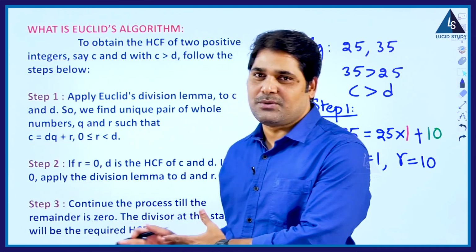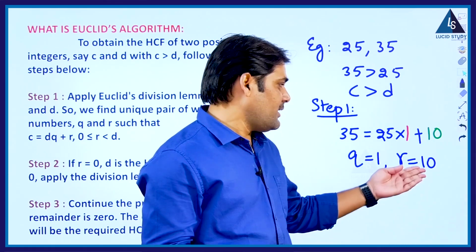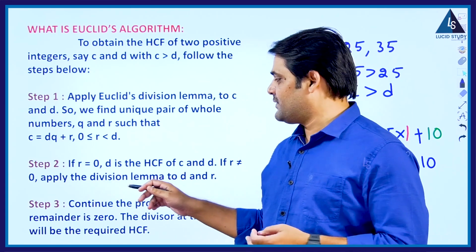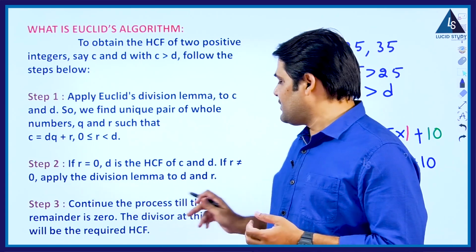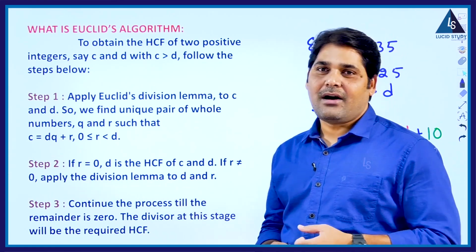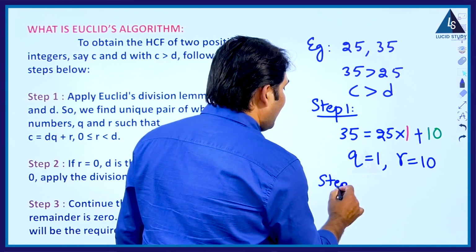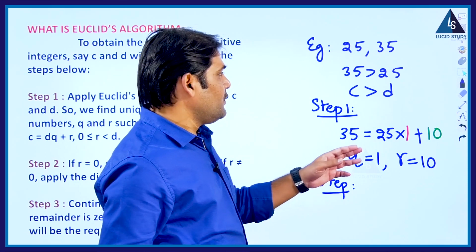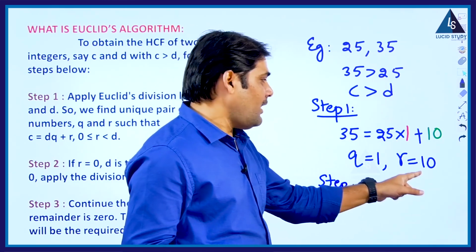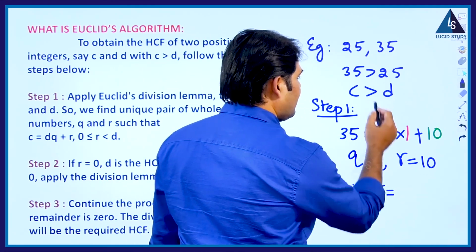Now go for step 2. If remainder is equal to 0, did we get remainder 0 here? No, we got 10 here, right? If R is equal to 0, then okay. If R is not equal to 0, apply Euclid division lemma to D and R. What is D here? 25, and R is 10. So I will apply Euclid division lemma to this D and R.